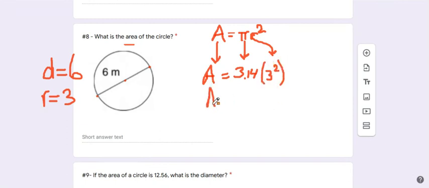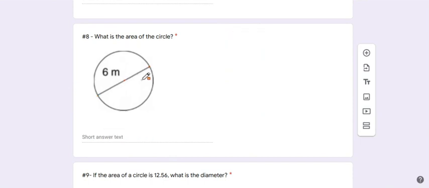Okay? Now I have to square my radius first. So I'm going to leave 3.14 as 3.14. I'm going to do 3 squared, which means 3 is a factor twice, or 3 times 3, which is 9. Then in my calculator, I put in 3.14 times 9, and I get 28.26. So that is my answer, 28.26. This would be square meters.